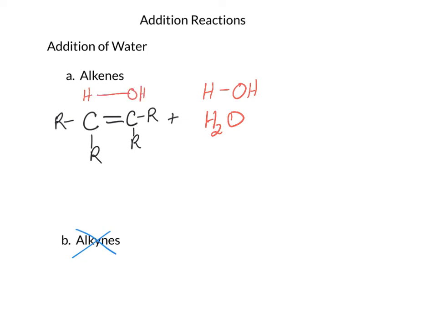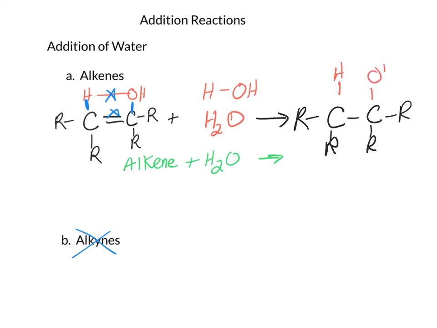So let's write that above the double bond, and then we're going to make a bond, break a bond, make a bond, break a bond. And in this case, we end up with a compound known as an alcohol. You will not be expected to know which alcohol you get, but you will be expected to know that an alcohol is formed. And that is the last of the addition reactions.